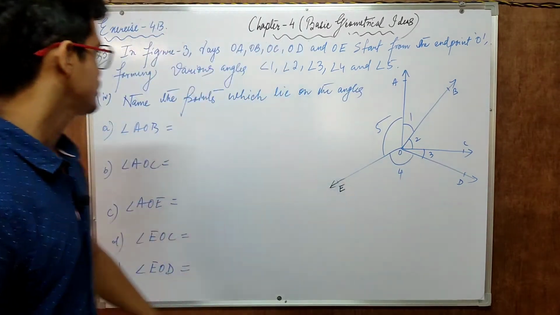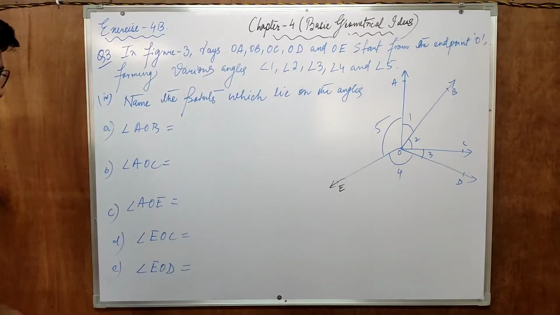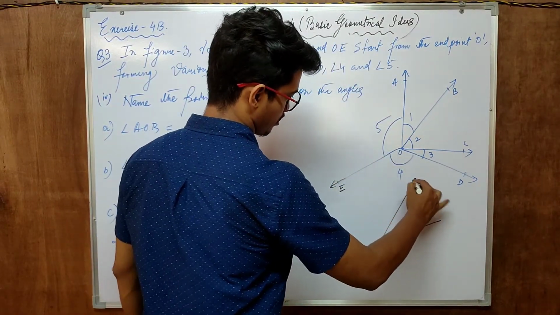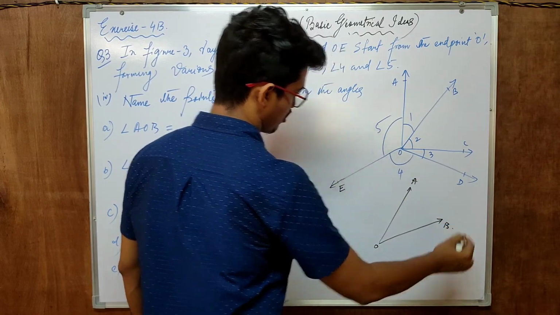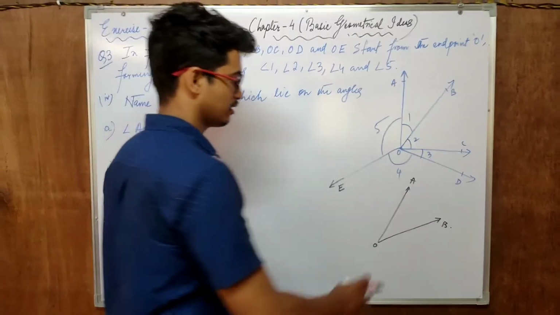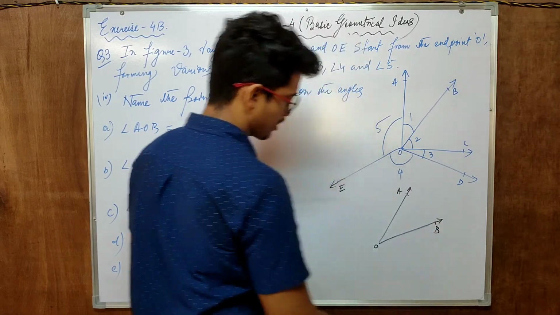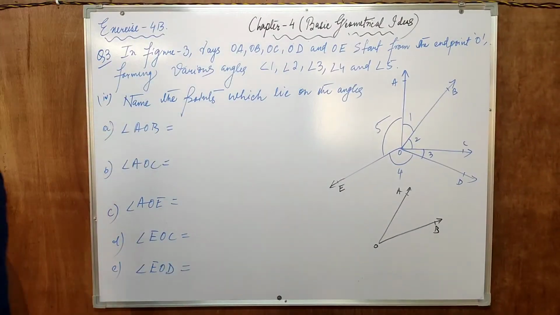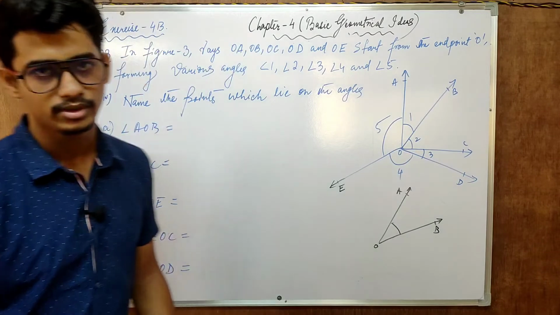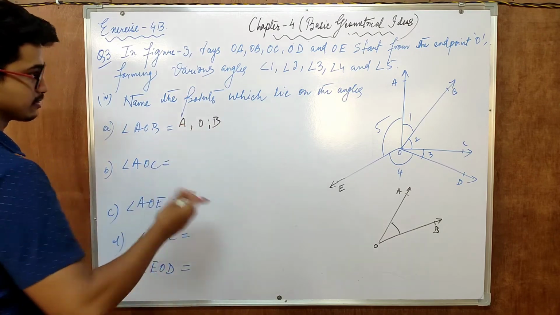So now the last question is: name the points which lie on the angle. Observe it very carefully. First angle is angle AOB. What are the points that are on the angle AOB? If you observe it carefully, these 3 points are there which are on the angle. Simple. So that means A, O, B. That is the first answer.